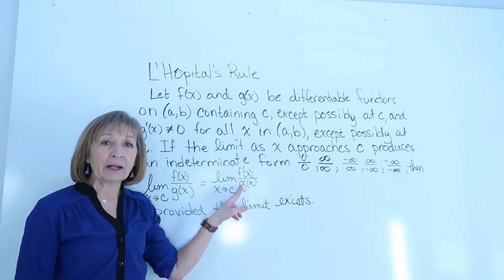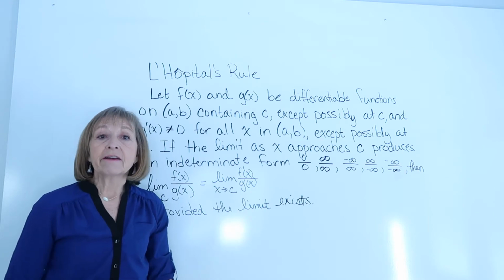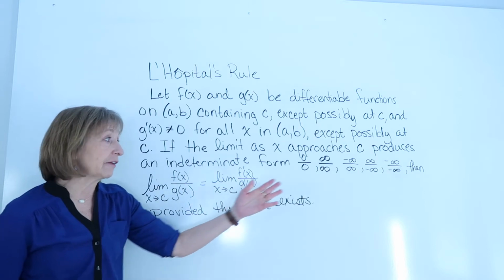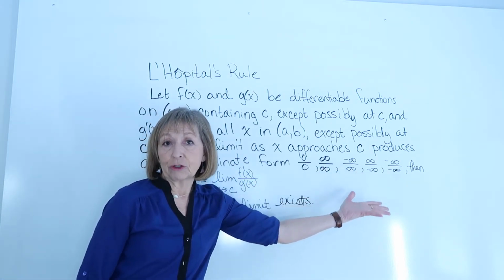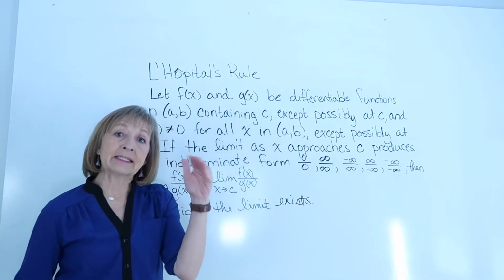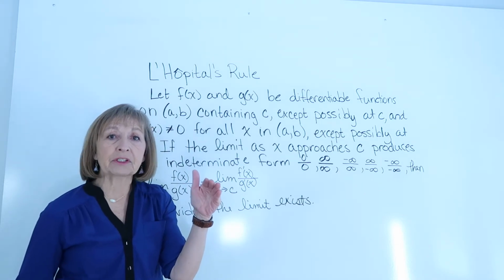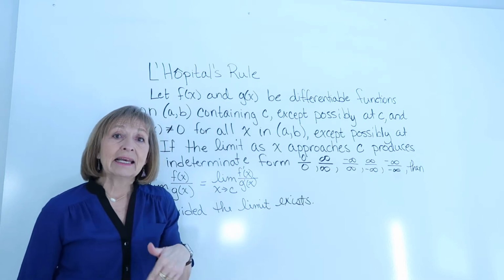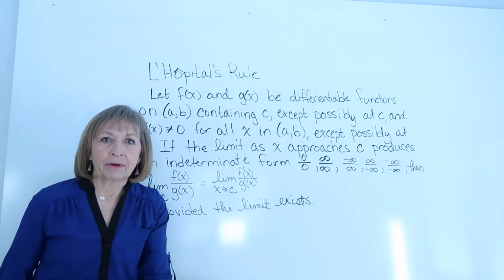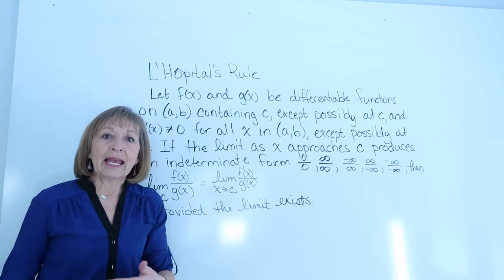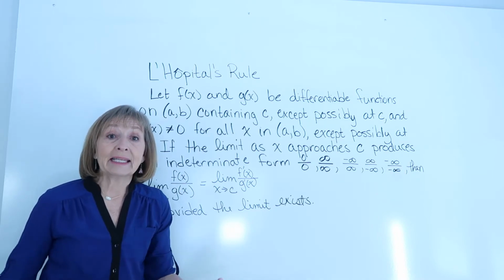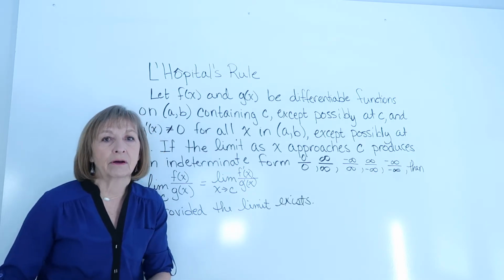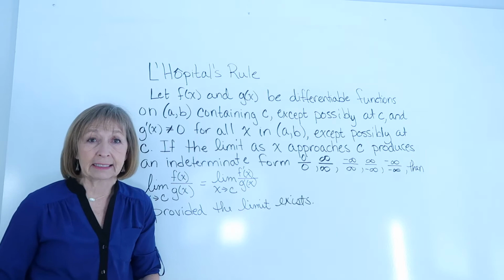Now there are a couple of things that I want to bring to your attention here. First, this rule only works if you have one of these indeterminate forms. If you get a 0 in the numerator as x approaches c, but not a 0 in the denominator, then that limit is actually going to go to 0, and you don't need L'Hopital's Rule. Plus, it hasn't met the conditions, so it wouldn't give you the right outcome in most instances.